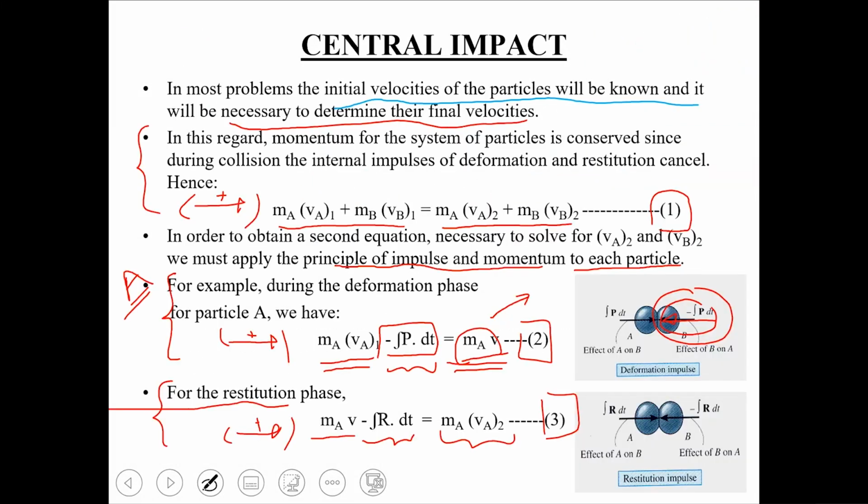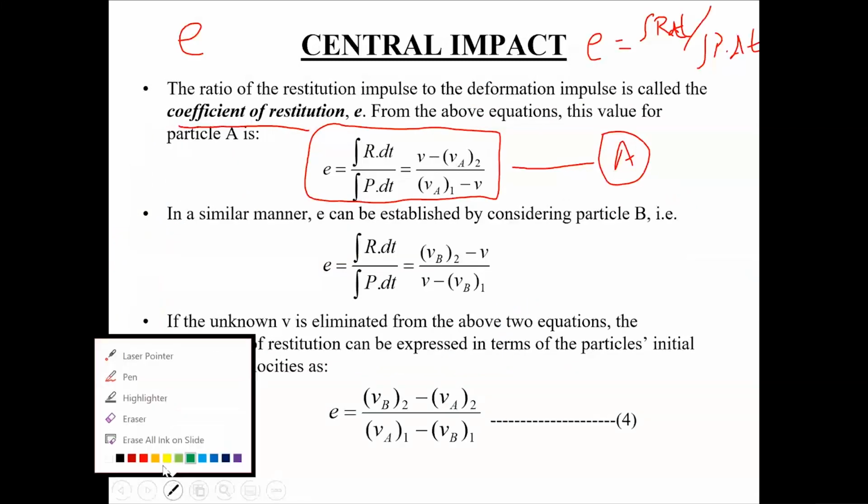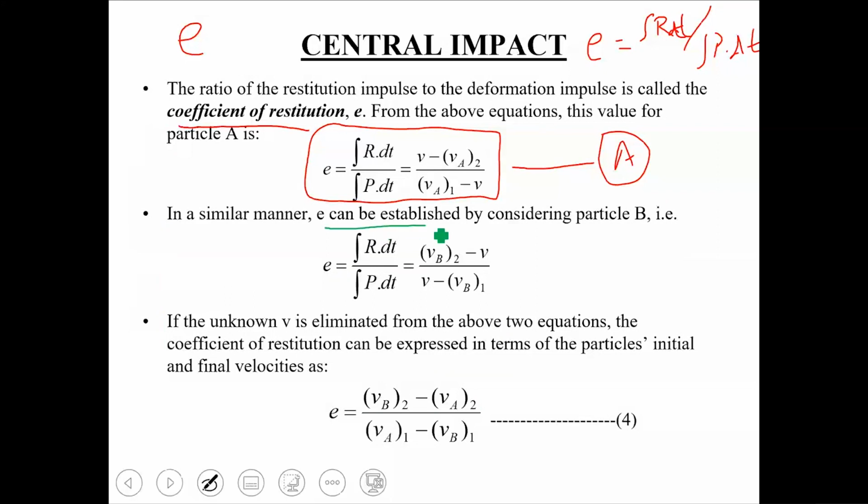Okay. Now repeat steps from this point onwards on particle B as well, कि जिस तरह आपने particle A को individually consider करके पहले deformation phase में, उसके बाद restitution phase में principle of impulse and momentum apply किया था और उसके बाद आपने coefficient of restitution find किया था. So repeat all these steps from this point onward on particle B as well. So once you apply the same steps on particle B, you are going to get an equation of this form: E equal to VB2 minus V over V minus VB1 for particle B as well.